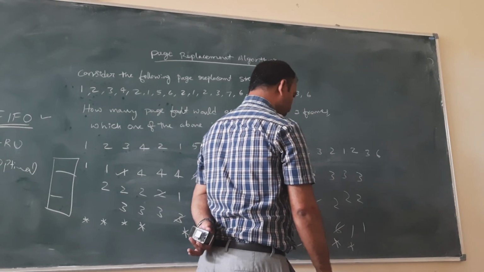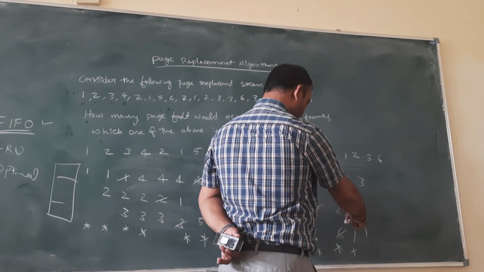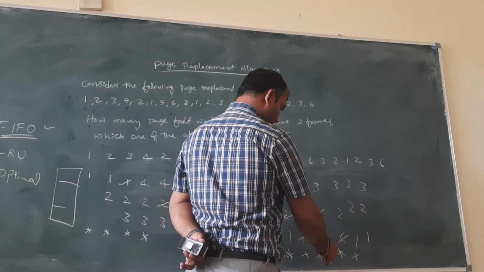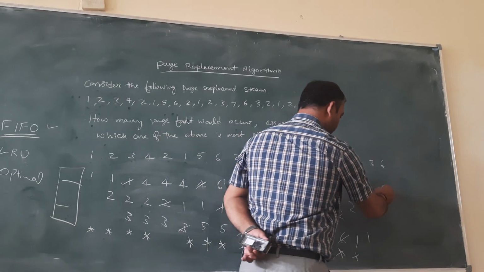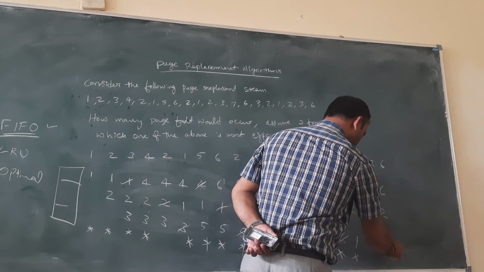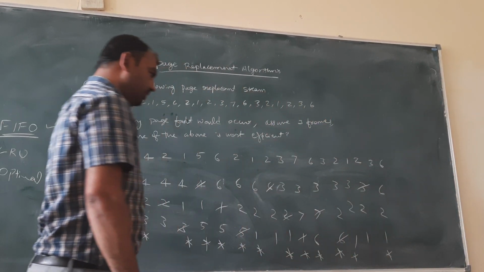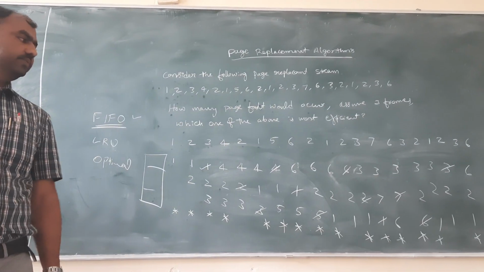Okay. So after this one, 2 came, right? So 6 came and then 3. Okay. So replace this one with this. Yeah. Page fault. So this is what the FIFO is.